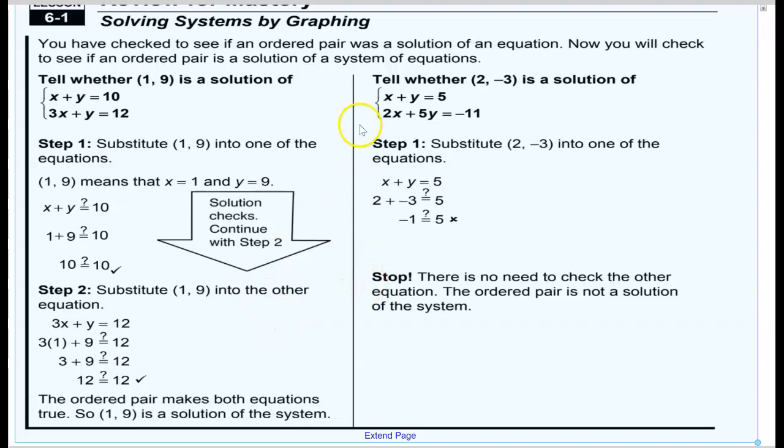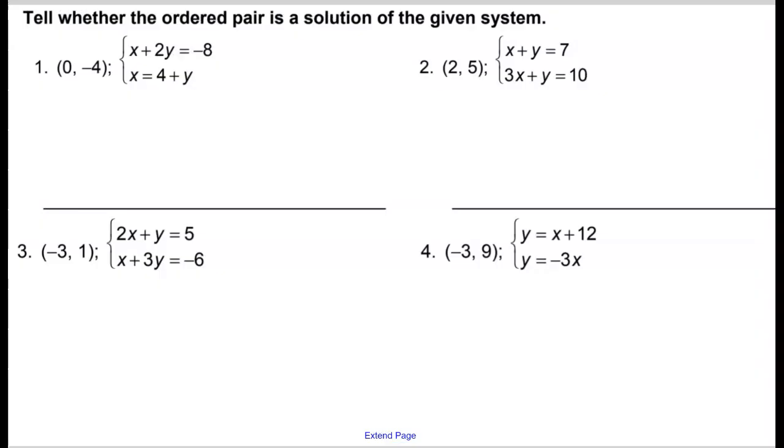All right, let's take a look at a few practice problems. Here we want to tell whether the ordered pair is a solution of the given system. So we're going to take the 0 and the negative 4, plug it in, and see if it works. First I'm going to plug it into this one. I plug in 0 for the x and negative 4 for the y, and I get 4 plus negative 4, which is equal to 0. So 0 equals 0, that checks.